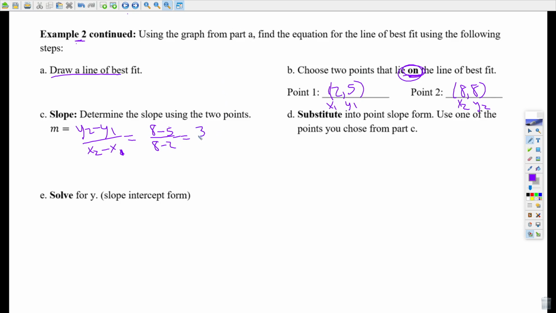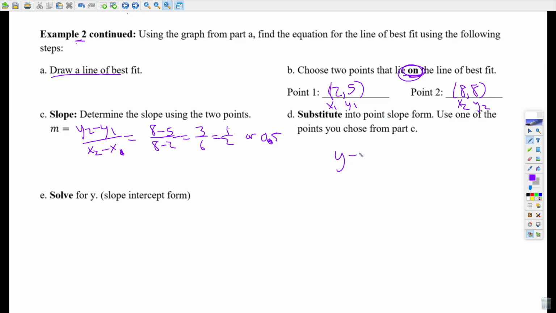So we get 3 on top, and the bottom is 6, which is the same thing as 1/2, or you could use 0.5. It doesn't really matter. I think I'll keep it as a fraction. Either one's fine. Substitute this into point slope.